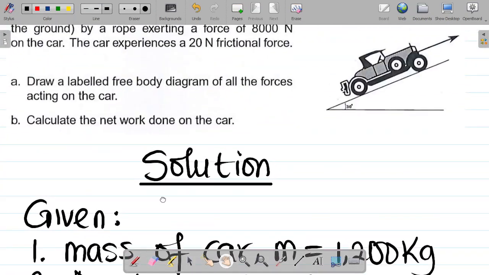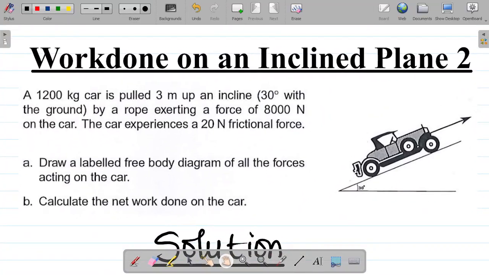So basically this becomes the answer to this question, and this is how you solve this particular question. Now your own task here, as usual. This is not 1,200. Let's take a 200 kg car that is pulled 6 meters up an incline of 80 degrees with the ground. A rope exerts a force of not 8,000 now, but let's say 5,000 Newton on the car. The car experiences a 90 Newton frictional force.